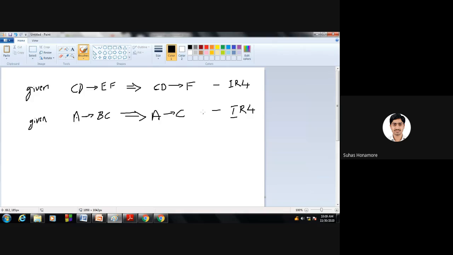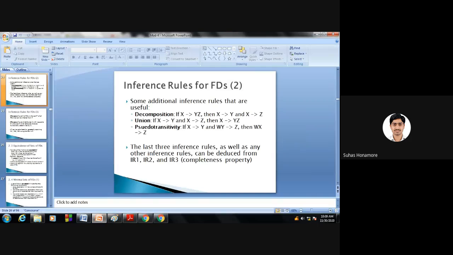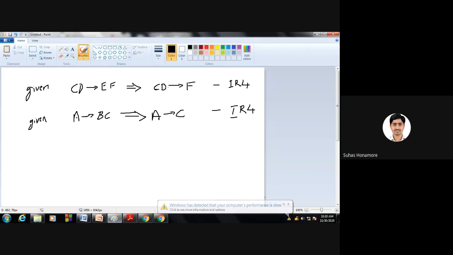Now we have one more rule, the pseudo transitive rule. If you have X to Y, and WY to Z, then what we can do is WX can derive Z. Whatever Y was dependent on X, that I can remove and put X, so WX can derive Z. The same thing here: C to D is there, but C is dependent on A, so instead of C I can put A there.